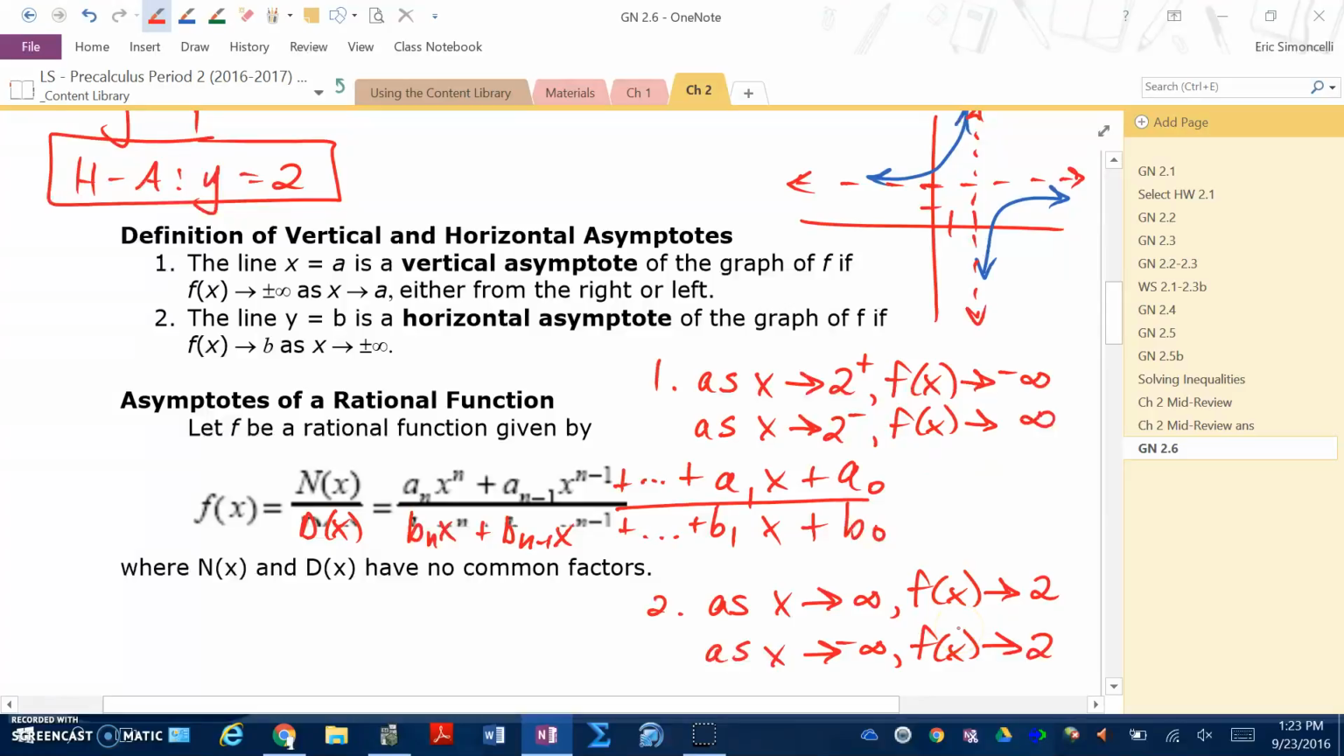Next thing we're going to take a look at are asymptotes of a rational function. Let f be a rational function given by f of x equals n of x over d of x, n being numerator, d denominator. We simply have this chain of terms.